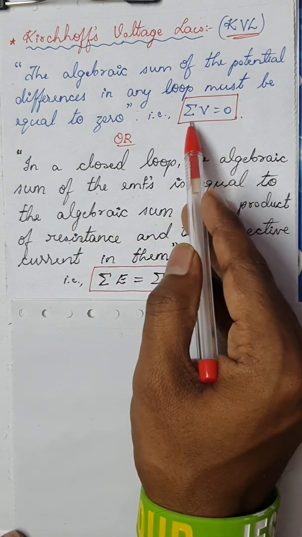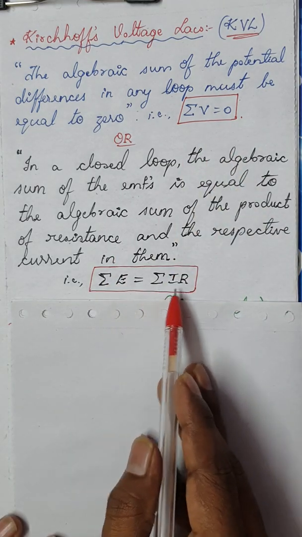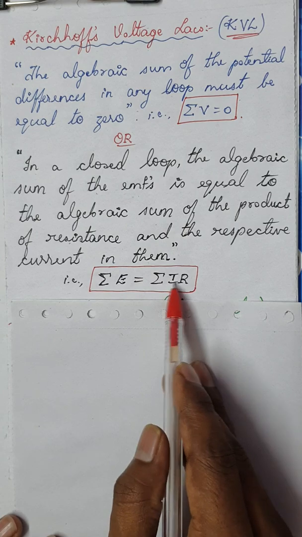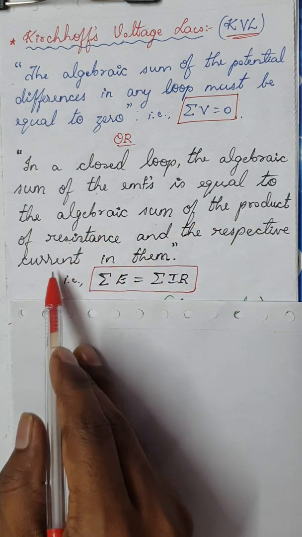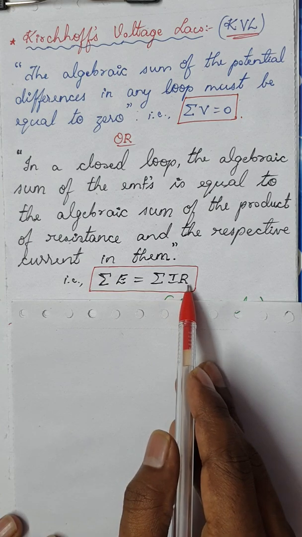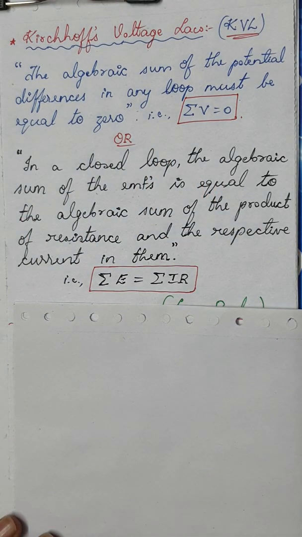Either you can remember this summation V is equal to 0, or in some cases we take summation E is equal to IR. We know that is the product of I into R, where R is the resistance and I is the respective current. Is it clear? And we know V is equal to IR. So please remember this Kirchhoff's voltage law.